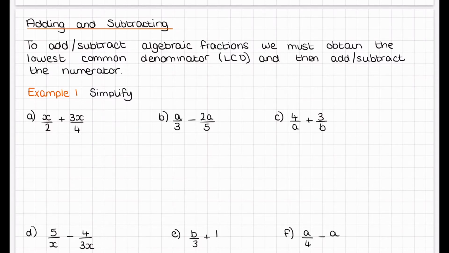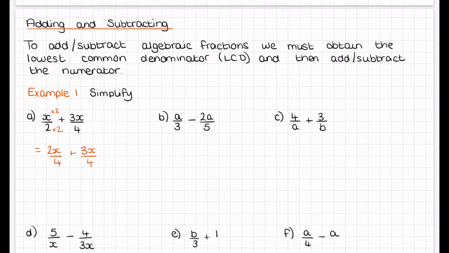So for part A here, we've got x over 2 plus 3x over 4. So our lowest common denominator will be 4. And to do that, we just have to multiply the first fraction by 2. And when we do that, we remember we have to multiply the numerator and the denominator. So we'll get 2x over 4 plus 3x over 4.